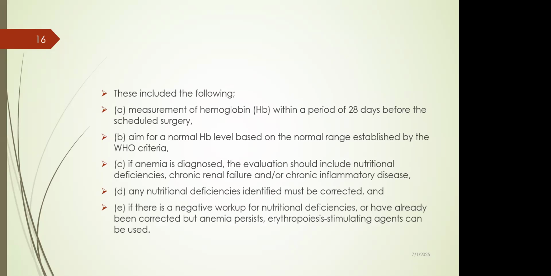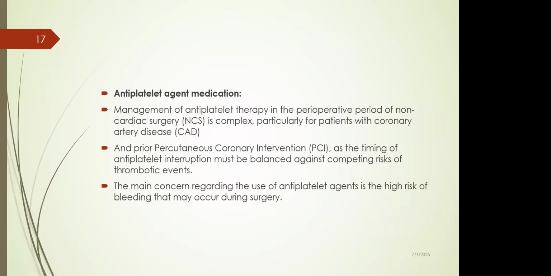Now, aim for a minimal hemoglobin level of the normal range established by WHO criteria. If anemia is diagnosed, the evaluation should include nutritional deficiency, chronic renal failure, and other inflammatory diseases. Any nutritional deficiency identified must be corrected. And lastly, if there's a negative workup for nutritional deficiency, or they have already been corrected but anemia persists, then erythropoietin should be given to stimulate hemopoiesis.